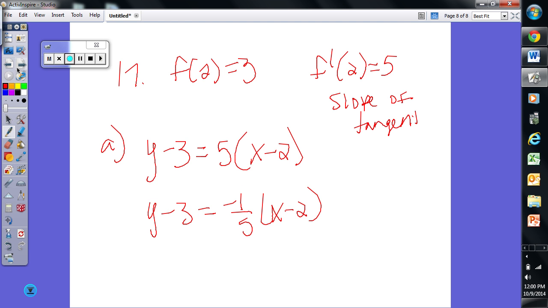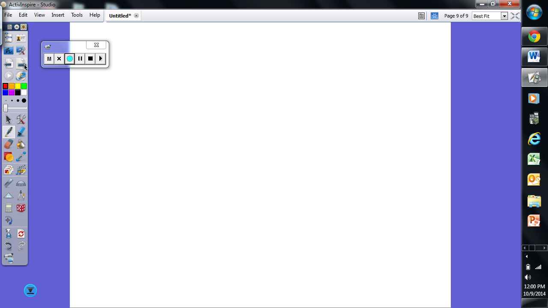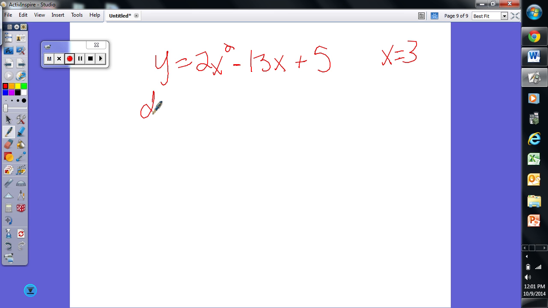Number 18. The function is y equals 2x squared minus 13x plus 5. And you need an equation of the tangent at x equals 3. Well, let's find the slope of the tangent. The slope of the tangent is 4x minus 13. At x equals 3, plug in 3.